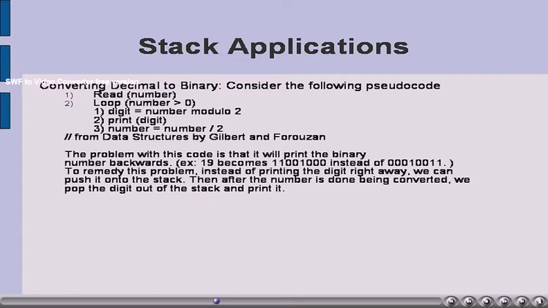Then number becomes 1. 1 modulus 2, 1, will be pushed into the stack. And then number is equal to number by 2, that is 0. So now we come out of the while loop. And if we go on popping, what do we get? 1, that becomes the most significant bit, then 0, 0, 1, 1. That is the binary code of the number 19. Like this, with the help of stack, one can get the binary code of a given decimal number.